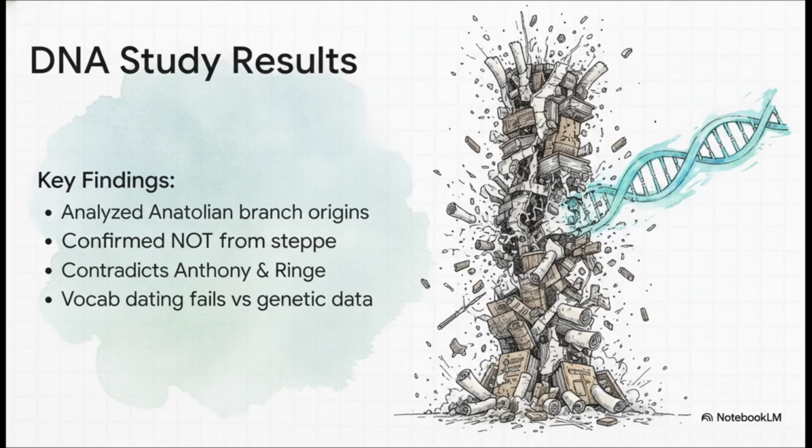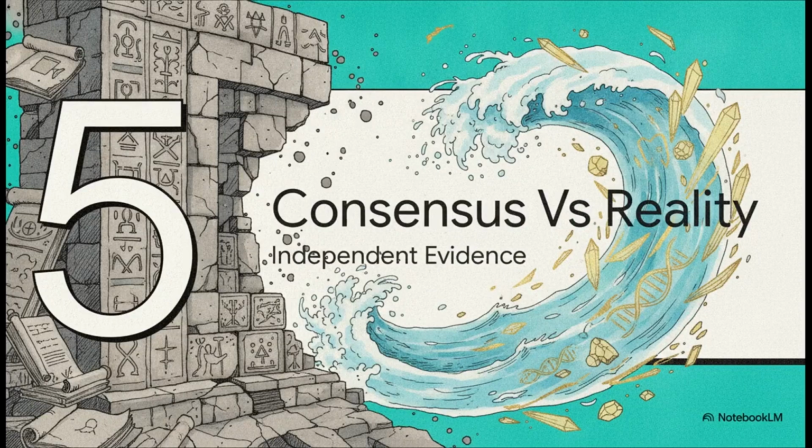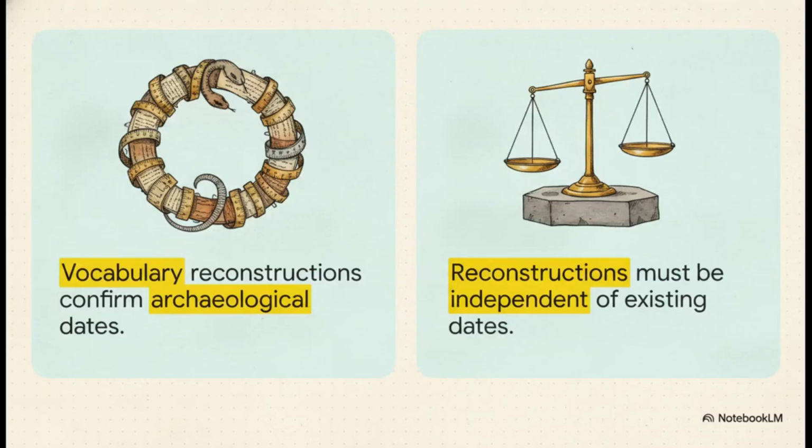Section 5. Consensus versus reality, and why independent evidence absolutely matters. The big takeaway you should remember from this explainer is the stark difference between what gets repeated as consensus and what actually holds up as reality. Academic consensus has long treated vocabulary reconstructions as if they confirm archaeological dates.